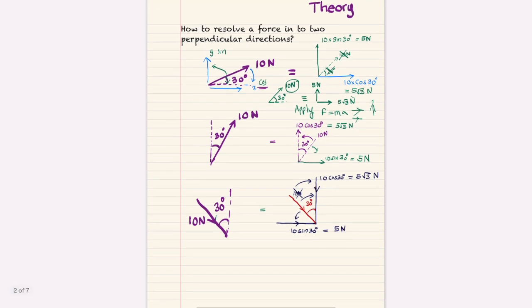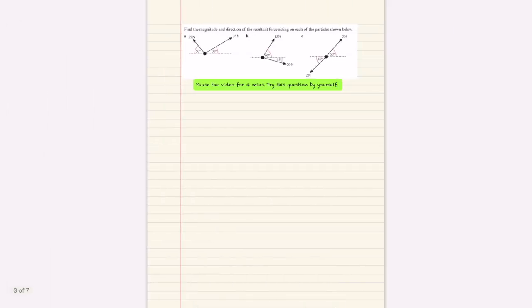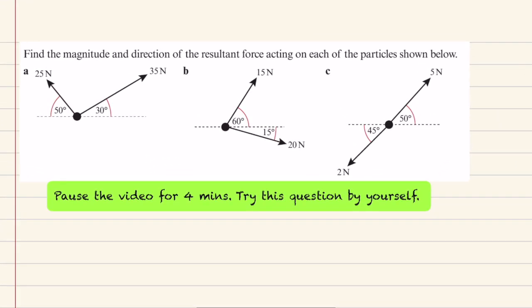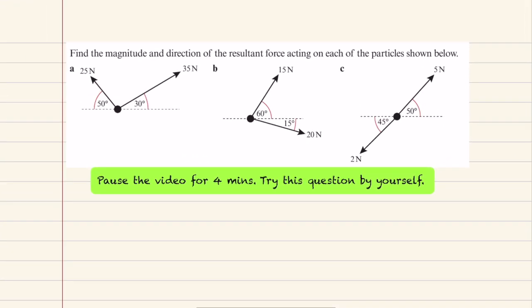Now let's see how to find the resultant force for these three questions. Instead of having just one force, you have two forces. Let's read the question. Find the magnitude and direction of the resultant force acting on each of the particles shown below. Pause the video for 4 minutes and try this question by yourself.